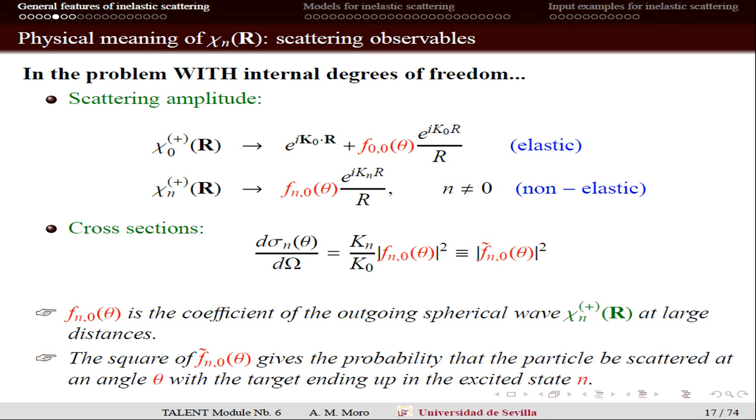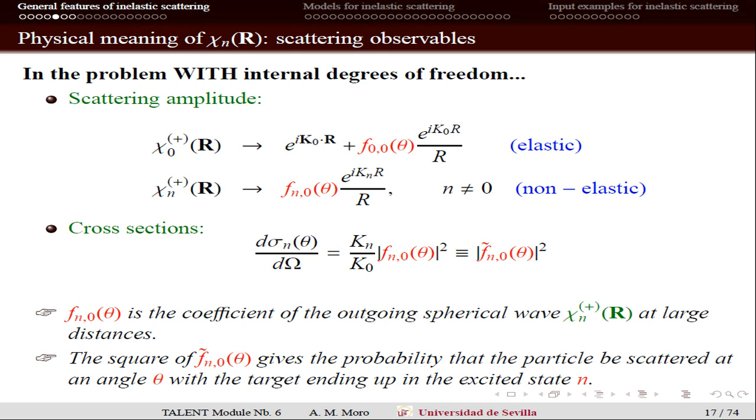So remember, we have a superposition, an expansion on different internal states multiplied by these chi's, and the asymptotic behavior of these chi's will be different if we are in the ground state or if we end up in an excited state. Initially, we are typically in the ground state, so the plane wave is only in this ground state. So our incident momentum, K0, corresponds to the ground state of the system.